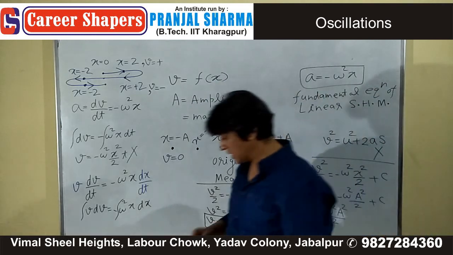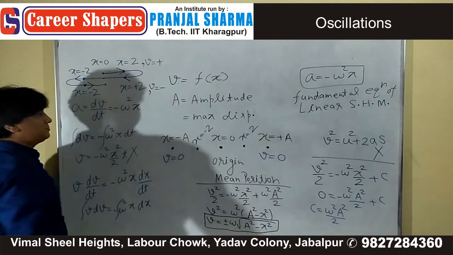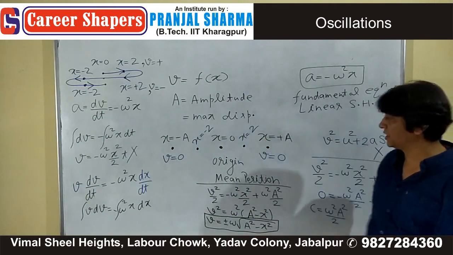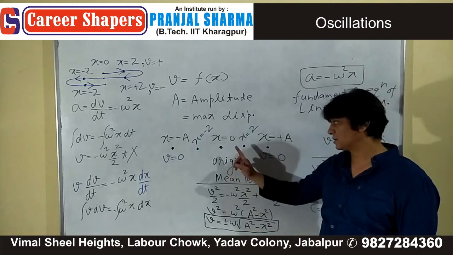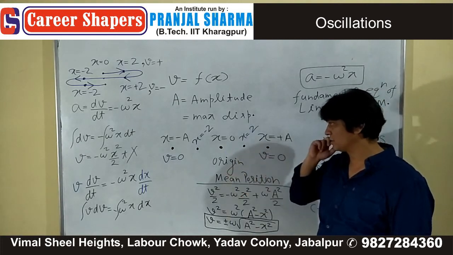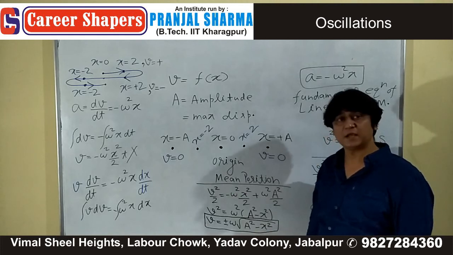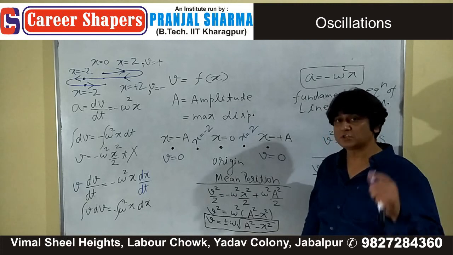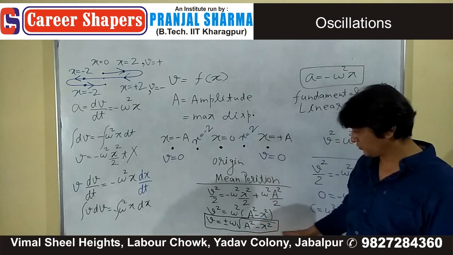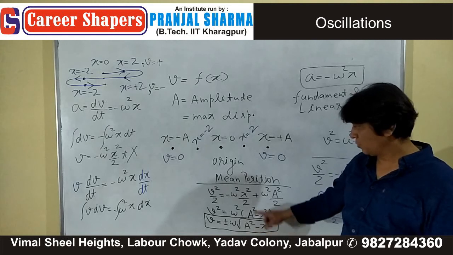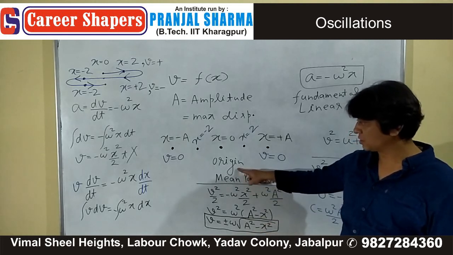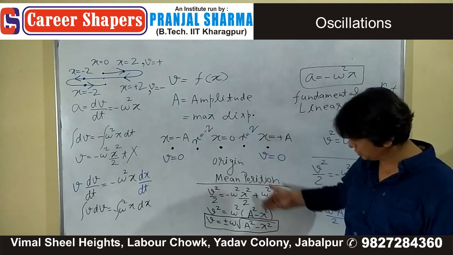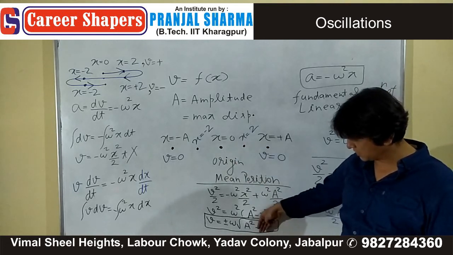Write down this. In simple harmonic motion, maximum velocity is at mean position. Maximum velocity is at mean position. And what is the magnitude of that? You've got the formula. Mean position is what? Origin is what? X equals 0. What is velocity at x equals 0? Use this. X0 gone.